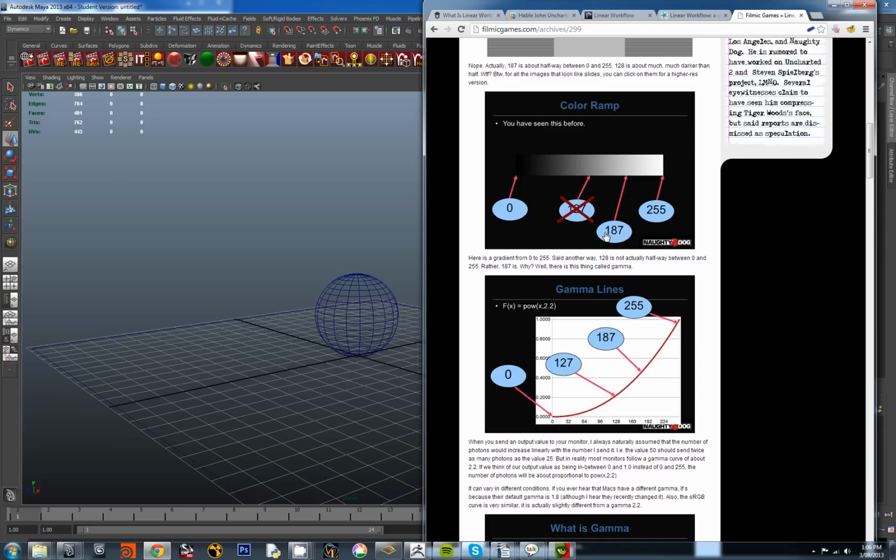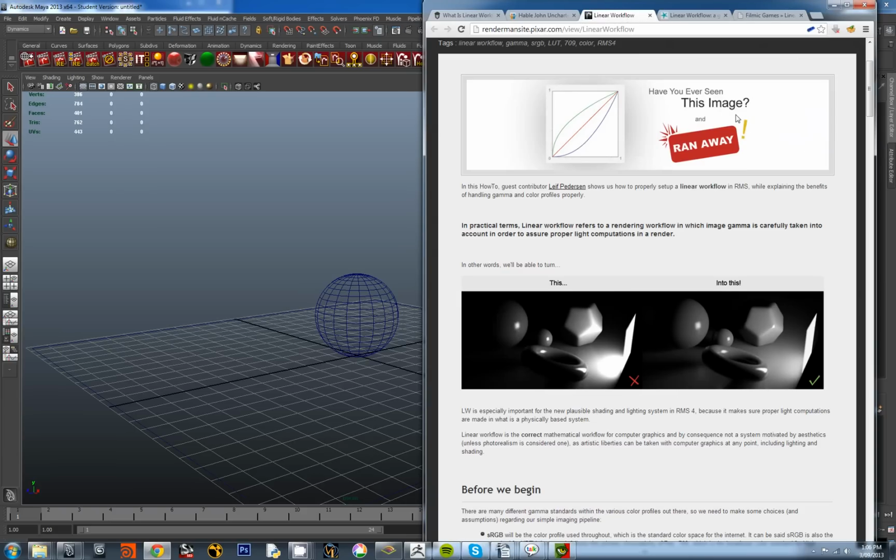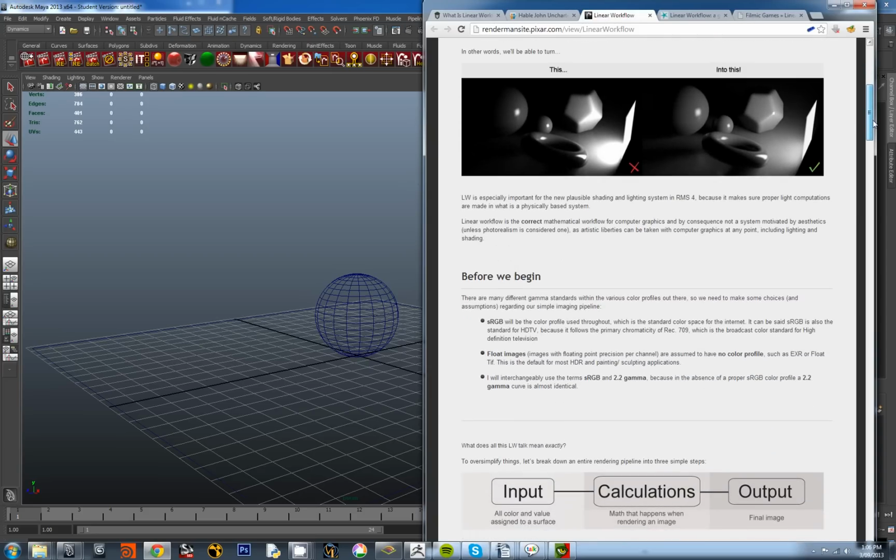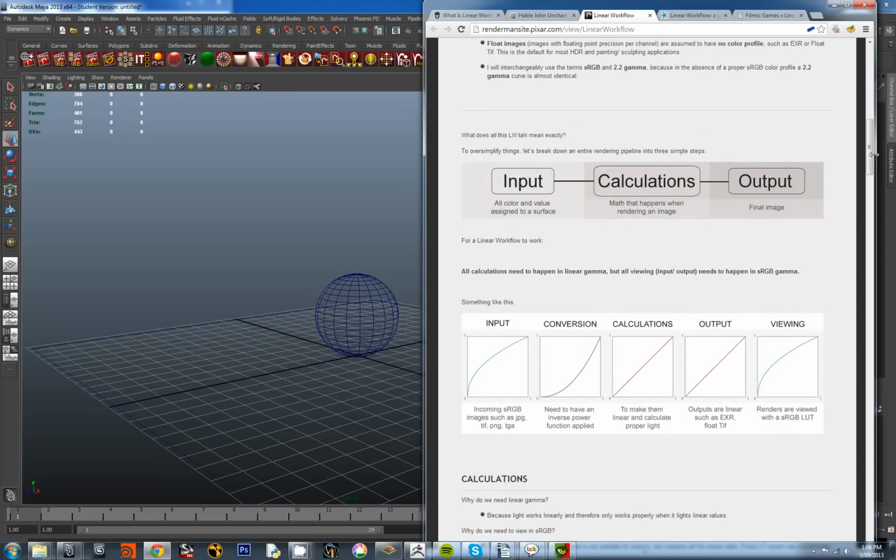We need to work with a workflow which gets things back into Maya and Renderman working correctly. The best way which we can do this, let's have a look at the Pixar site again. This is where it gets really, really good. Okay. We have an input, which if it's sRGB, will need to be corrected. The calculations happen entirely in linear space, and the output needs to be corrected again from linear space back to sRGB so we can actually see it correctly with our video monitors. Okay.